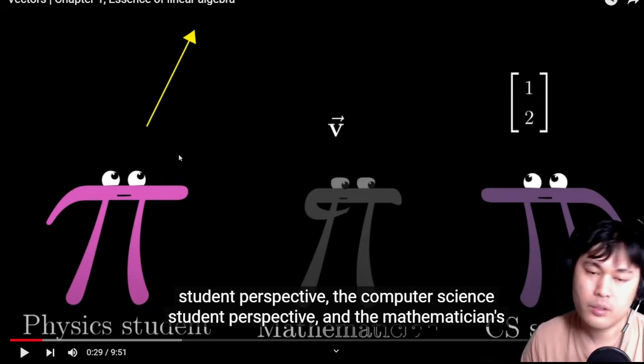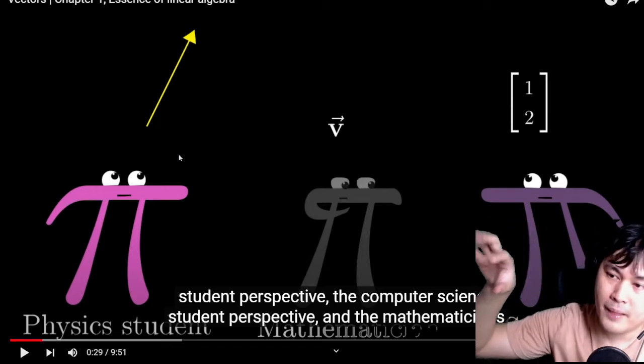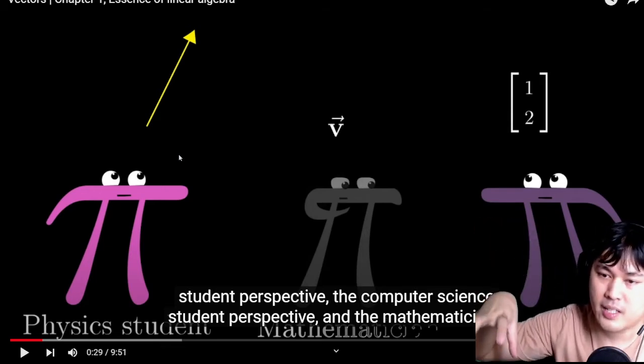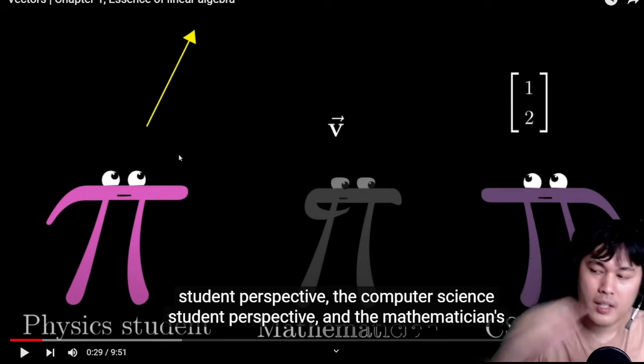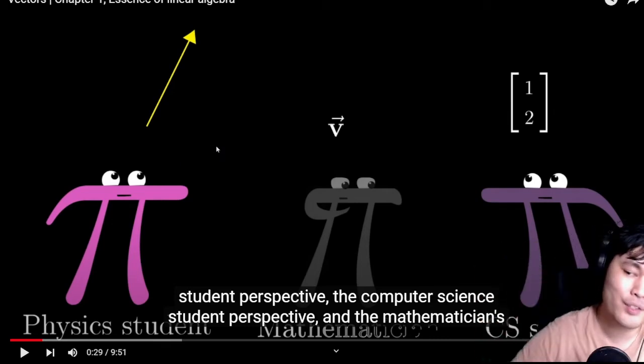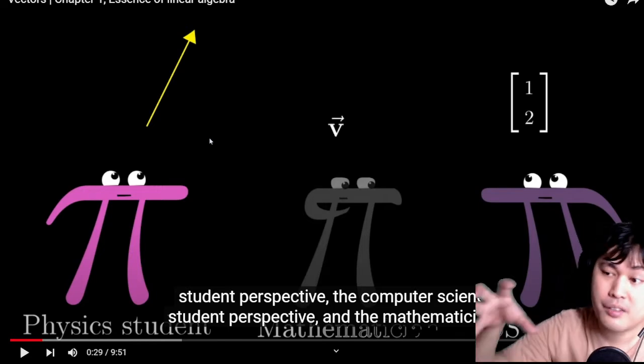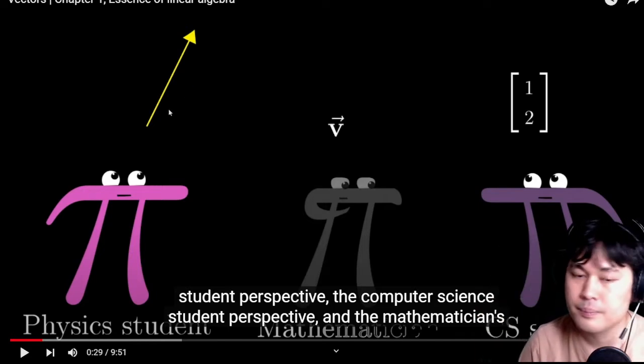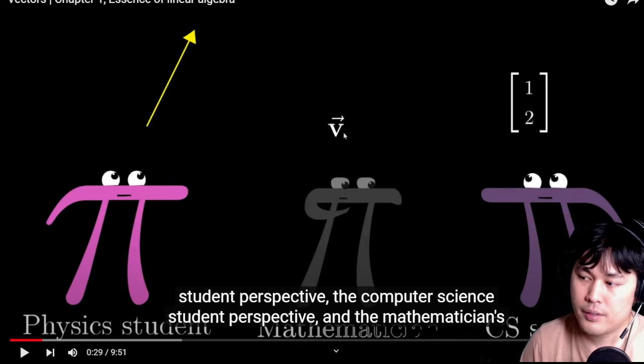If you are in physics, you think of vectors as movement. You apply some force to an object, and that object gets moved to a new position, or gets moved forever if you keep exerting the same force on that object. Second is a math student.